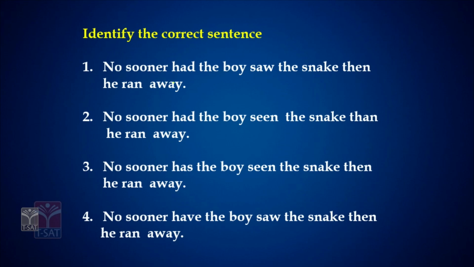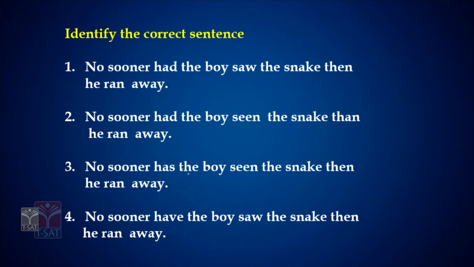Next one, this test item focuses on the structure. No sooner had the boy saw the snake, then he ran away. No sooner had the boy seen the snake, than he ran away. No sooner has the boy seen the snake, then he ran away. No sooner have the boy saw the snake, then he ran away. The common structure is no sooner is followed by than, and we use no sooner than when we refer to a set of actions that happen immediately in past.